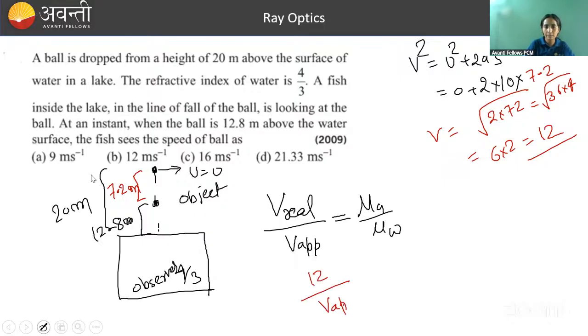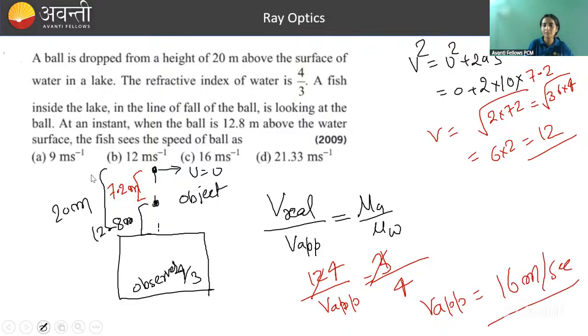V apparent, and this is equal to mu air is 1, mu W is how much? 4/3. So the 3 will go to the other side as 4 times. V apparent is how much? 16 meter per second. So this is how you can solve the question simply. Okay. Similarly, we can also find the position, at what position and at what time the ball will be visible to whom.